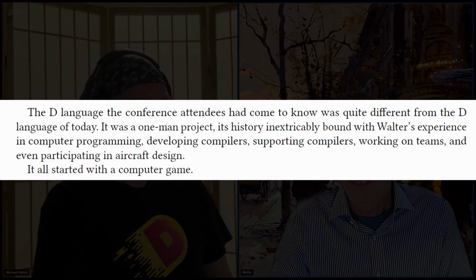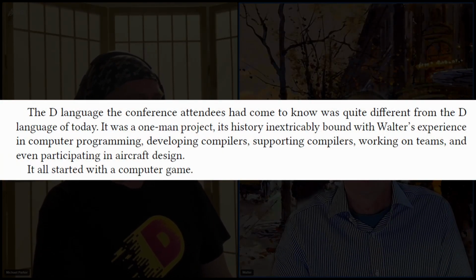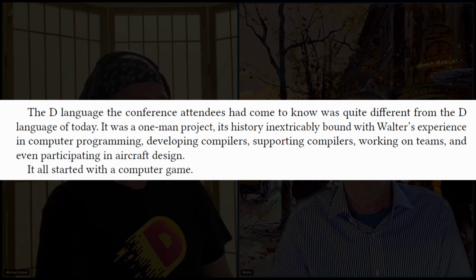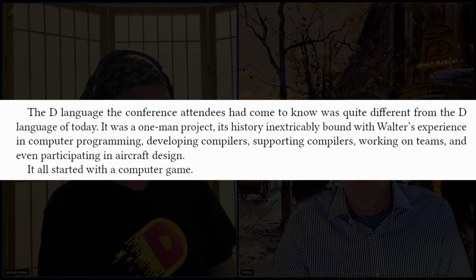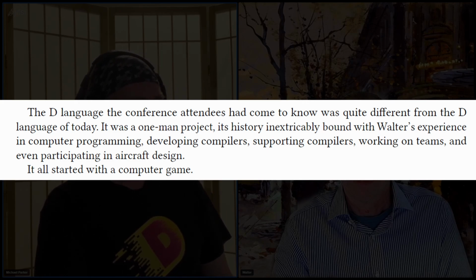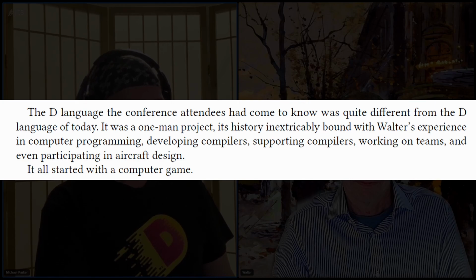We ended that first section with this paragraph. The D language the conference attendees had come to know was quite different from the D language of today. It was a one-man project, its history inextricably bound with Walter's experience in computer programming, developing compilers, supporting compilers, working on teams, and even participating in aircraft design. It all started with a computer game. So let's start there. You had an interest in computer games before you went to college, correct?